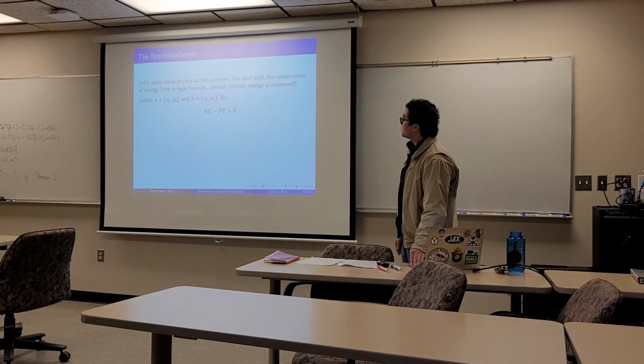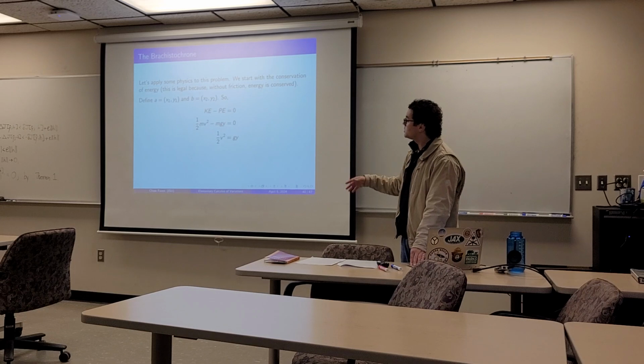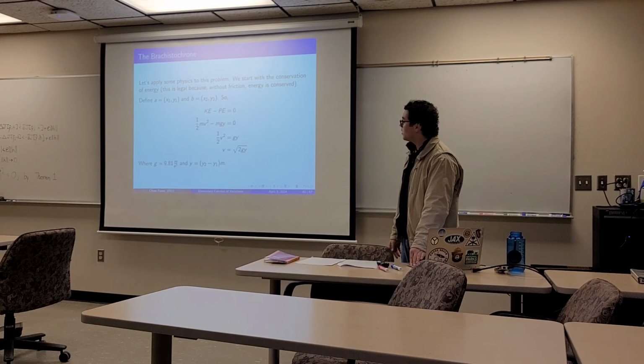So let's start off with some physics here. We say that A, the point we defined earlier, is x1 and y2, and B is x2 and y3. Since we don't have friction here, we can use conservation of energy. So we just have that the kinetic energy minus the potential energy is 0. We can rearrange a little bit, and we find that our velocity must be equal to the square root of 2 times g, our gravity constant, times the height y. And we define this height y as being the difference between the two.